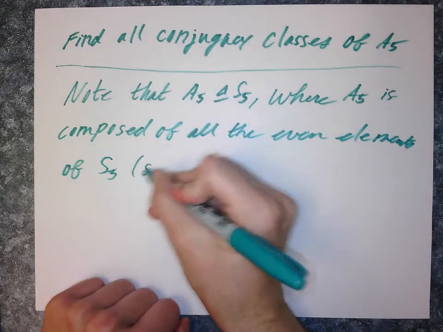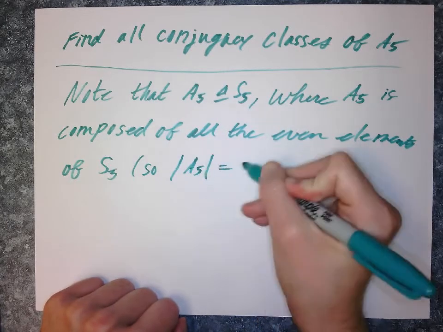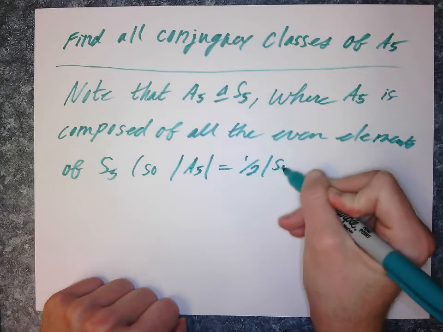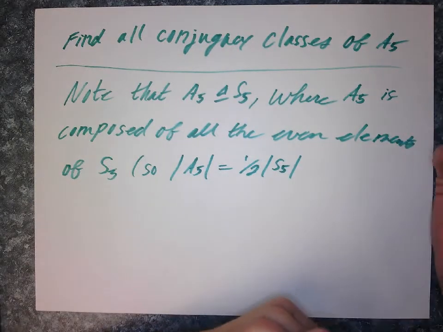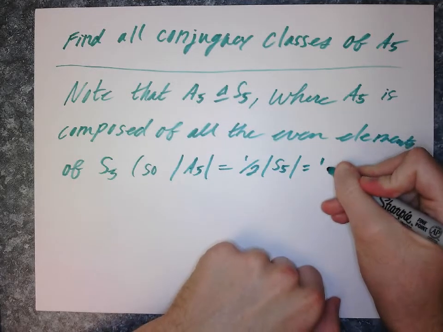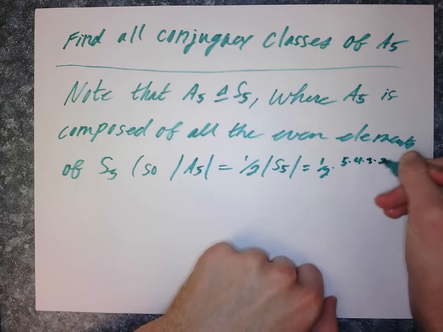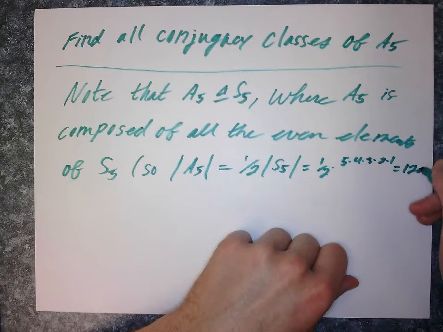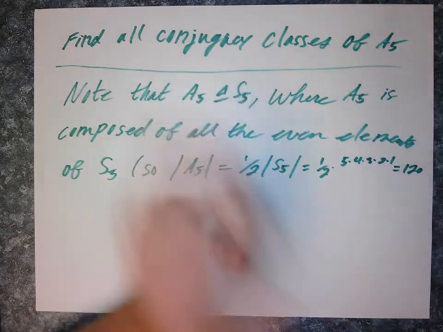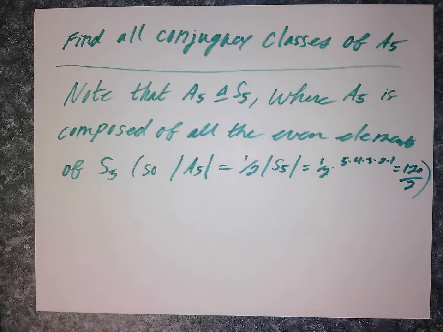And so what that means is the order of A5 is going to be 1/2 the order of S5, which is just 1/2 5 factorial. So 1/2 and then 5 times 4 times 3 times 2 times 1, and so you get 120. Well, sorry, 120 divided by 2, so it's 60.